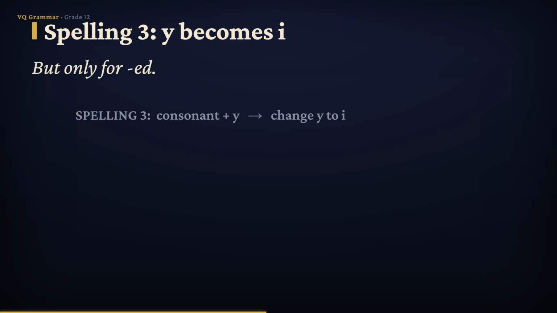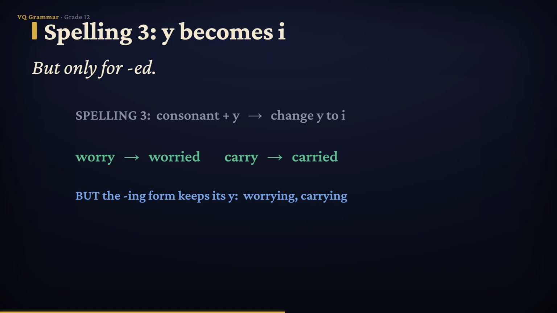Third and last, the letter Y. When a verb ends in a consonant plus a Y, that Y changes to an I before ed. Worry becomes worried. Carry becomes carried. But, and this is the part that catches people out, the ing form keeps its Y right where it is. Worrying, carrying. We'd never write worriing.